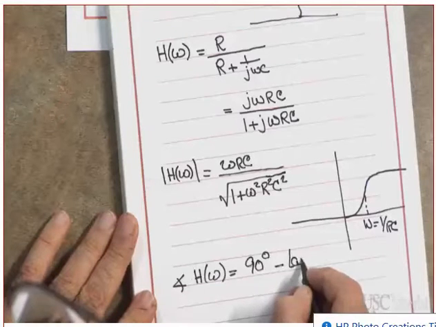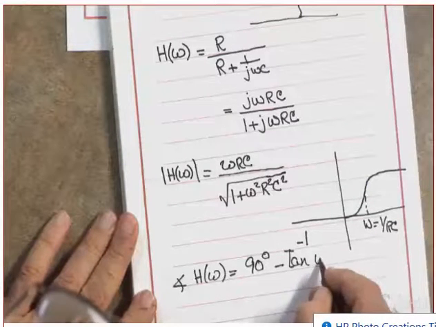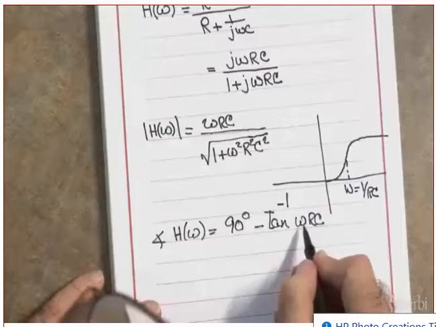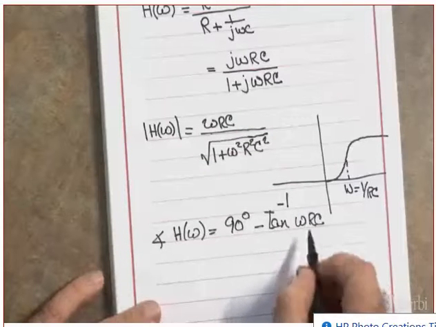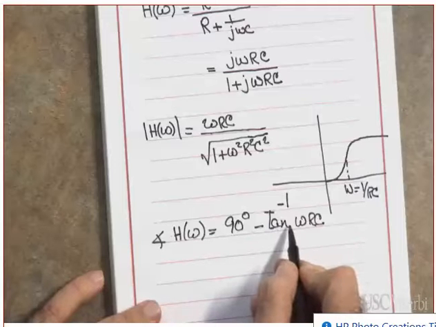Tan inverse of what? Yes? At omega equal to 1 over RC. What is this? 90 minus 45? 45.